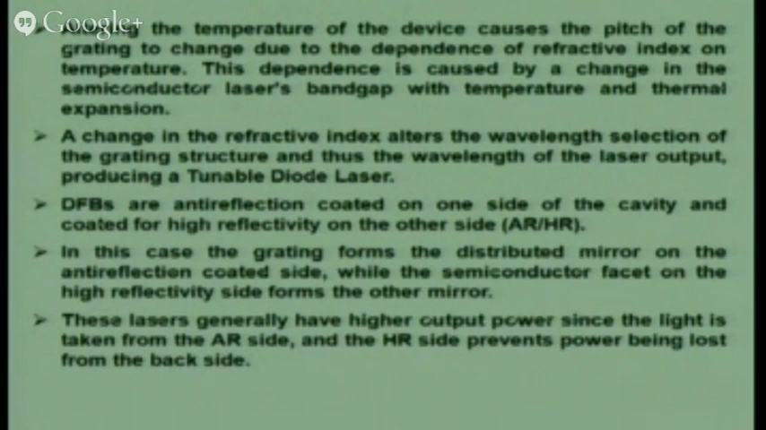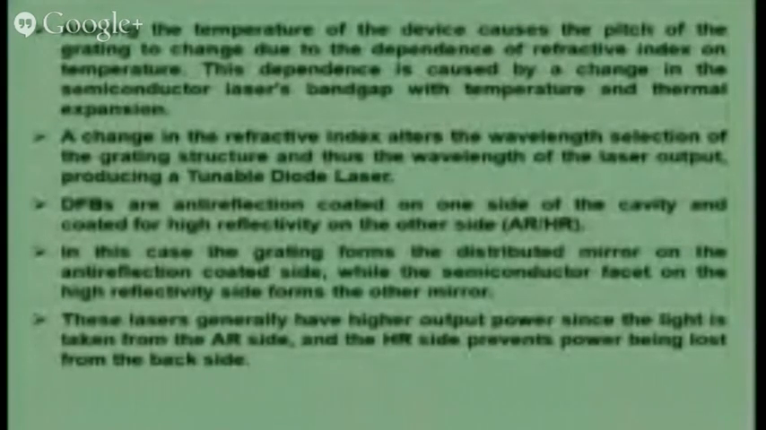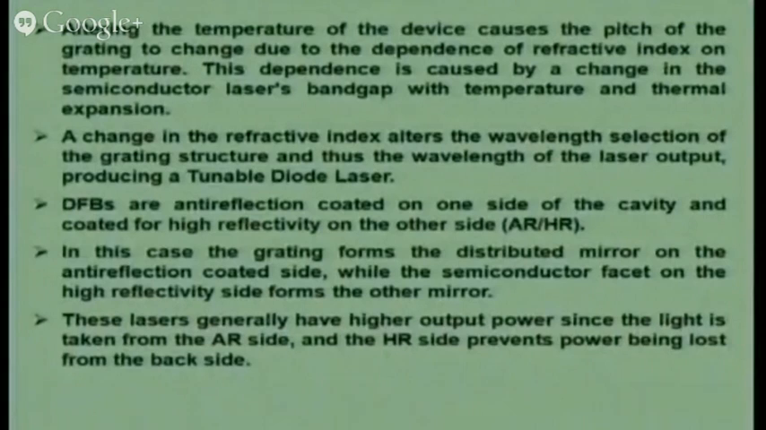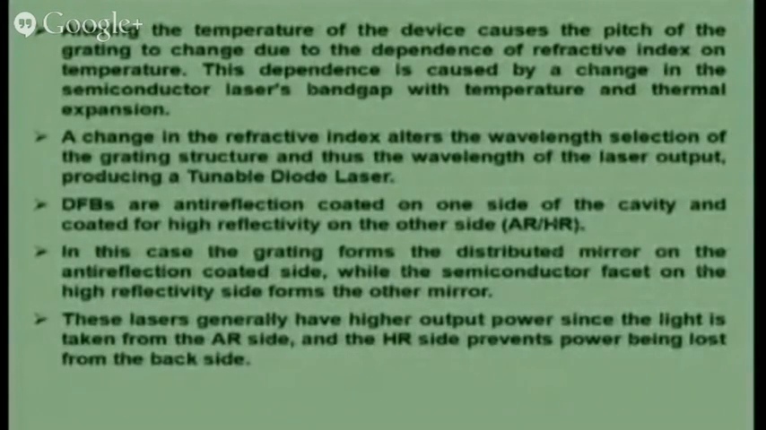Now, if I change the temperature of this semiconductor junction, the pitch of the grating changes, because of the thermal coefficient of the material itself. That means if I change the pitch of the grating, the wavelength which is selected earlier will change. That means now I tune it, isn't it? The wavelength which I look for, I can tune.